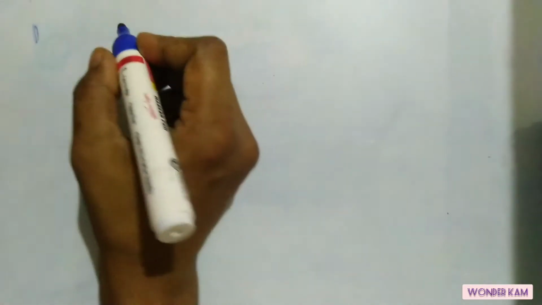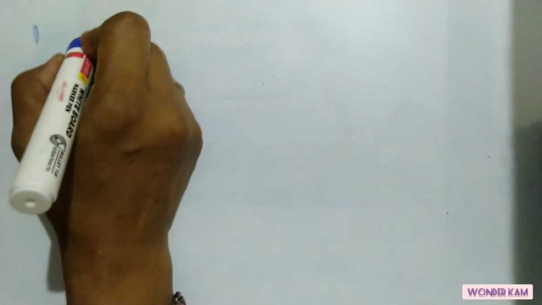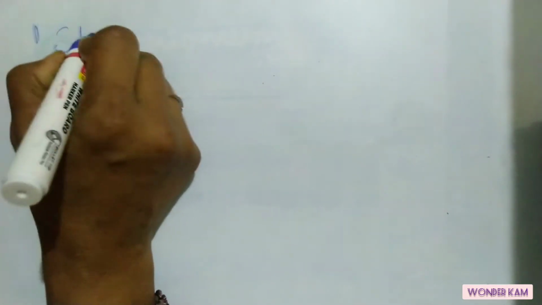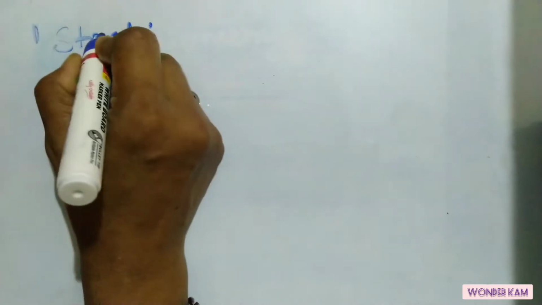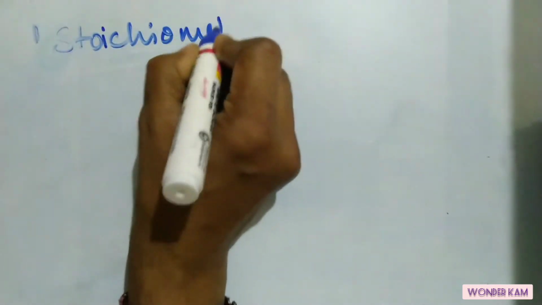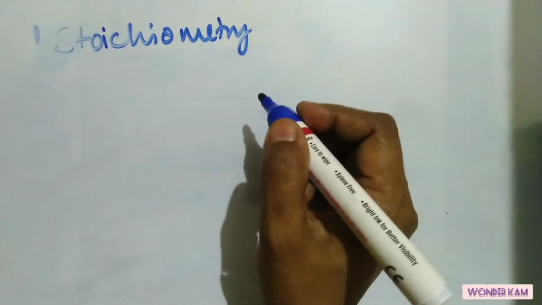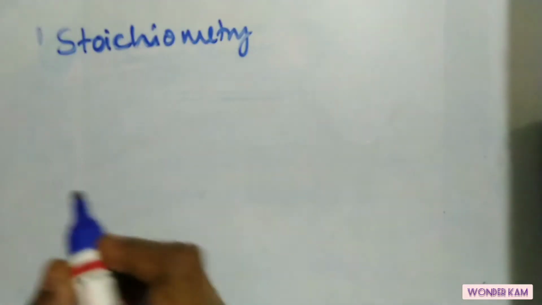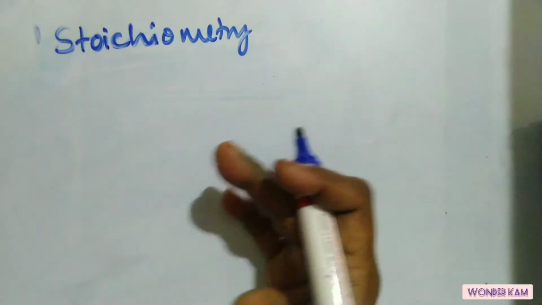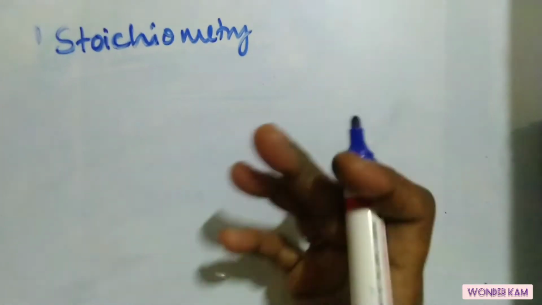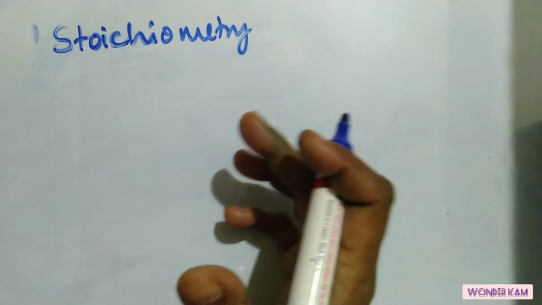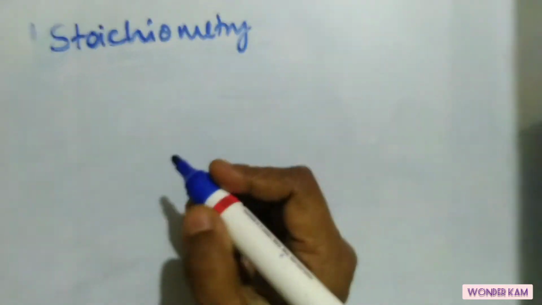In this video, I will explain stoichiometry, which is the most important aspect in chemical equations. Once you understand the concept, it will be very easy for you to solve all types of problems related to chemical equations. So let's start.